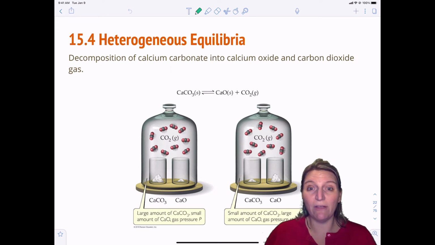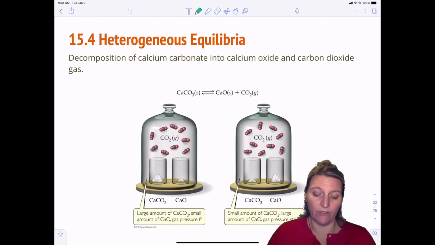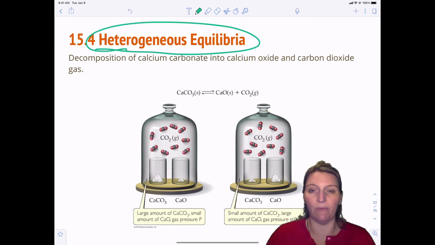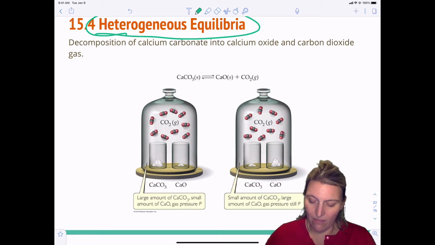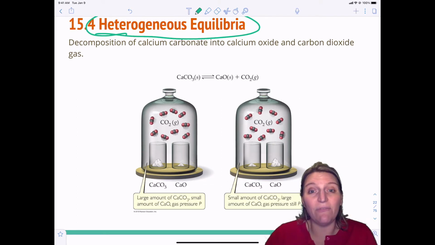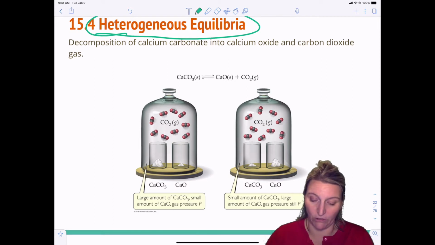Hi, so we're moving on to 15.4, which is talking about heterogeneous equilibria. Heterogeneous means something very similar to what it meant when we were talking about catalysts. It's talking about the state of matter. So heterogeneous equilibria is when one of the components in the equilibrium equation is not a gas or aqueous. So that means solid or liquid. When you have solids or liquids in the equilibrium, we get to leave them out of the equilibrium constant expression.